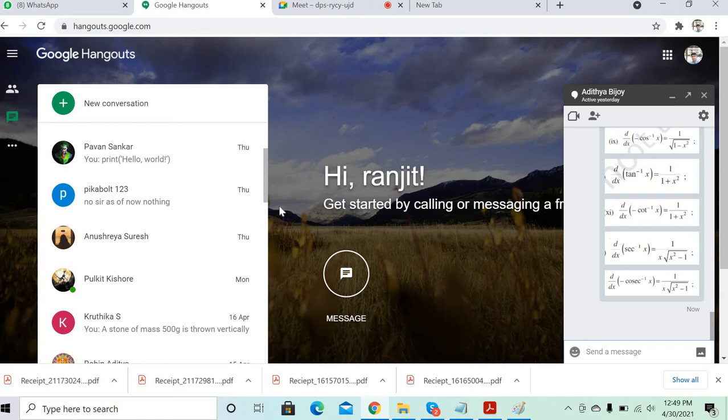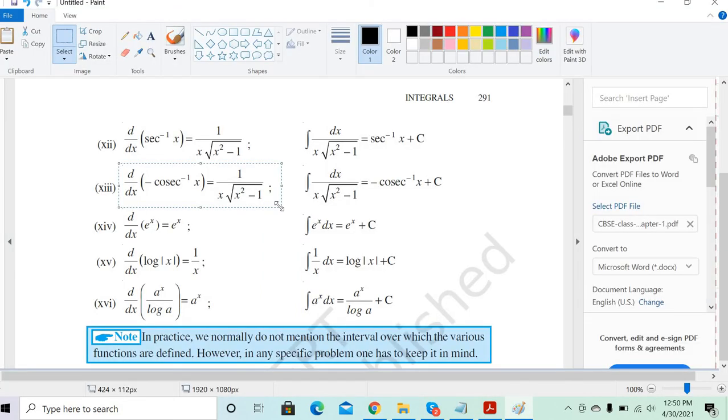So when you do the integration of 1 by x square root of x square minus 1, you can put both things. You can either put secant inverse x or you can put minus cosec inverse x. Both are fine. There is no difference at all. Clear?